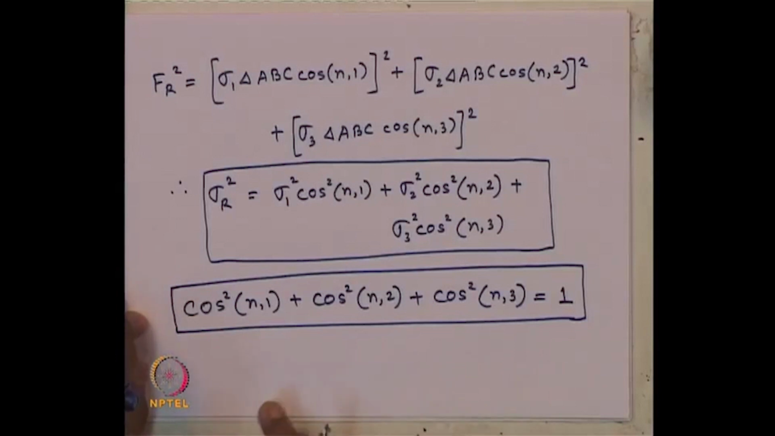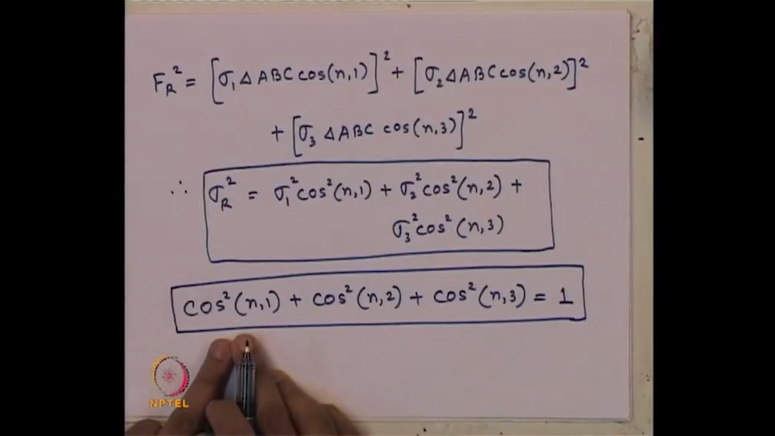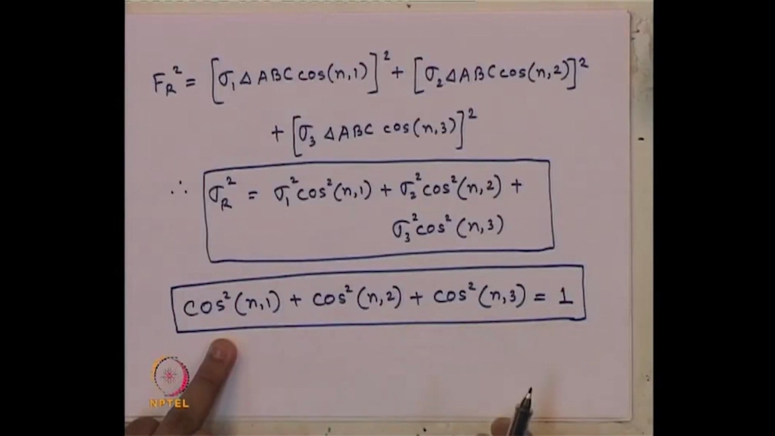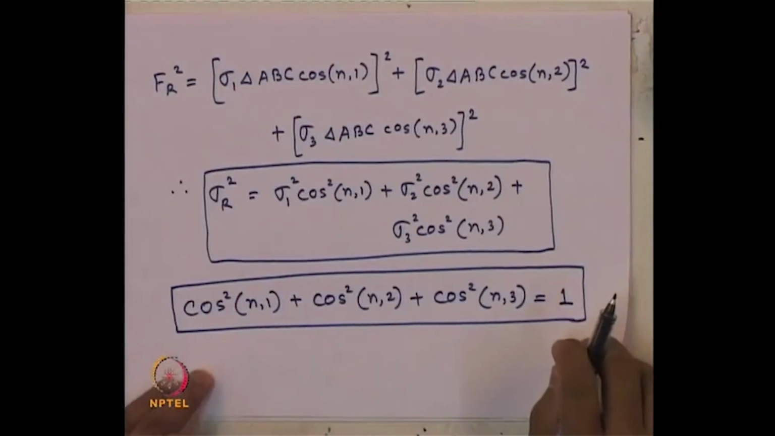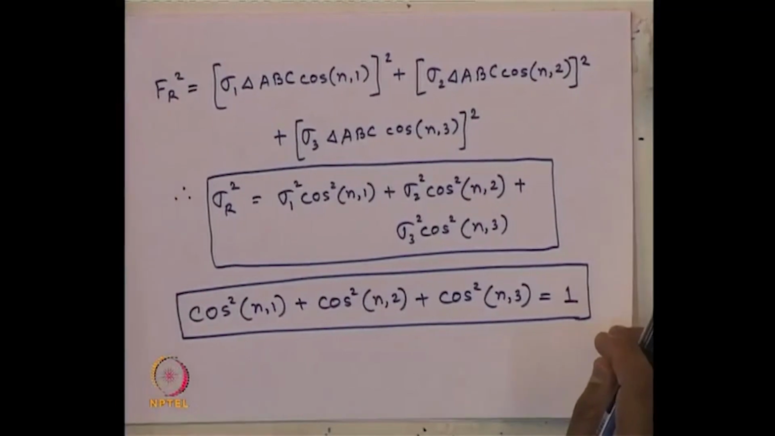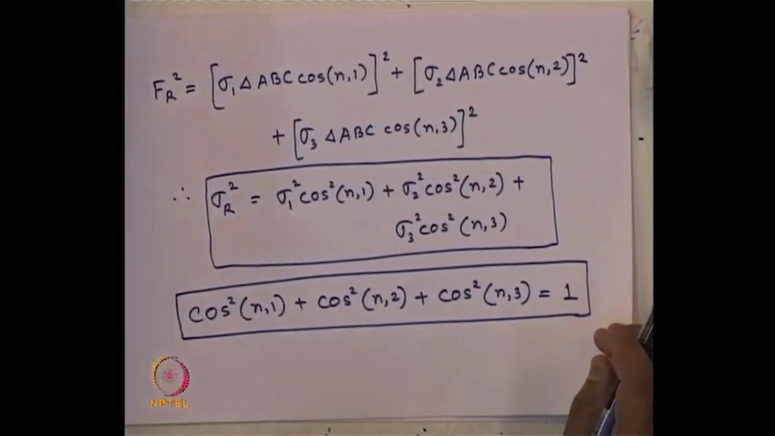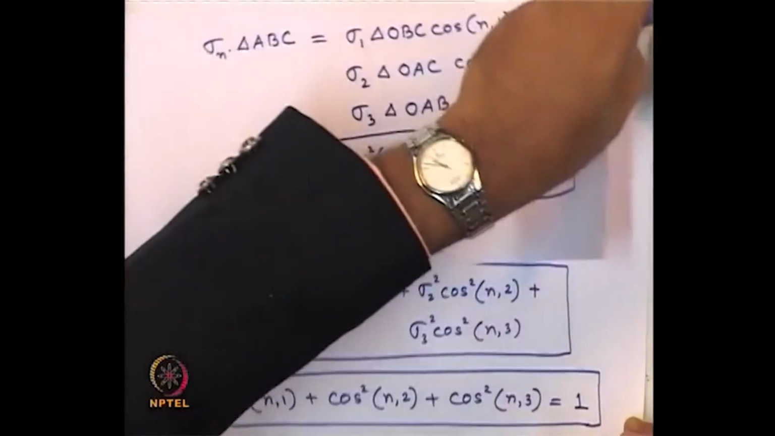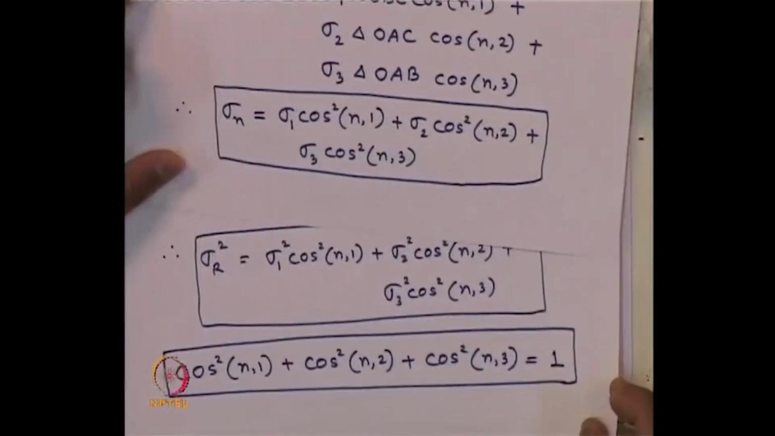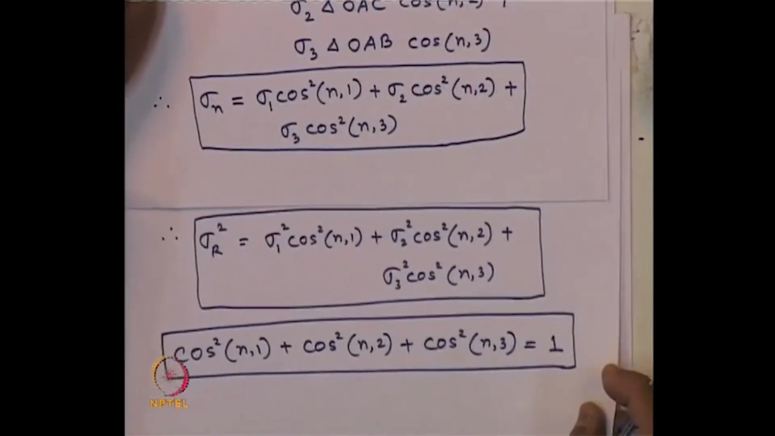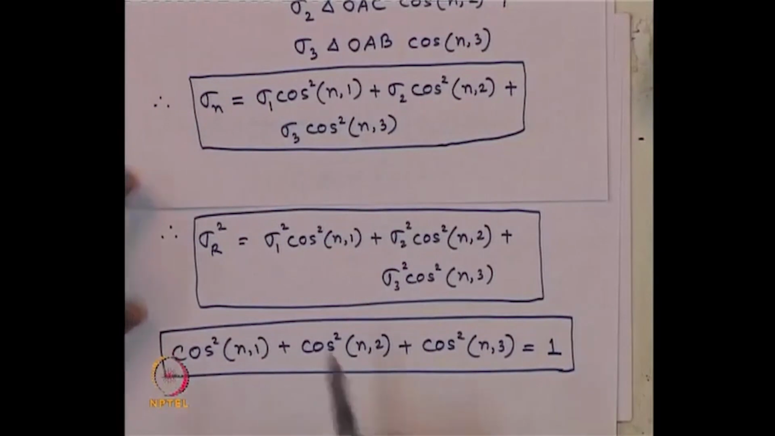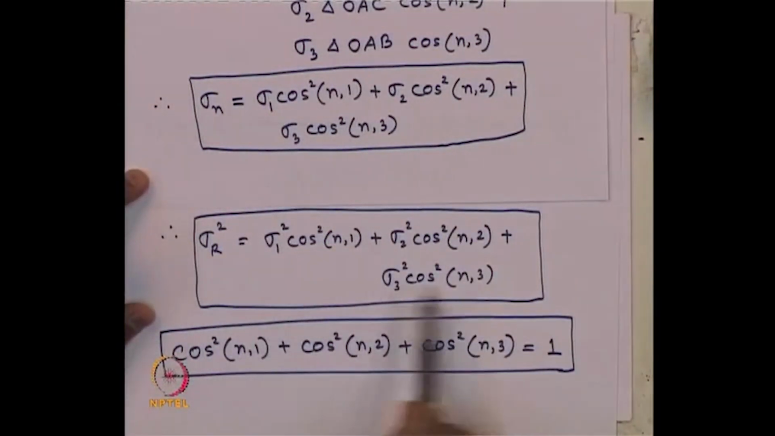Some books denote it by l, m and n: l square plus m square plus n square equals 1. So, using these three relations, what are those three relations? I have highlighted them here. Let me put it once again, so that now we know. Yes, this is one relation, this is the second relation, this is the third relation.